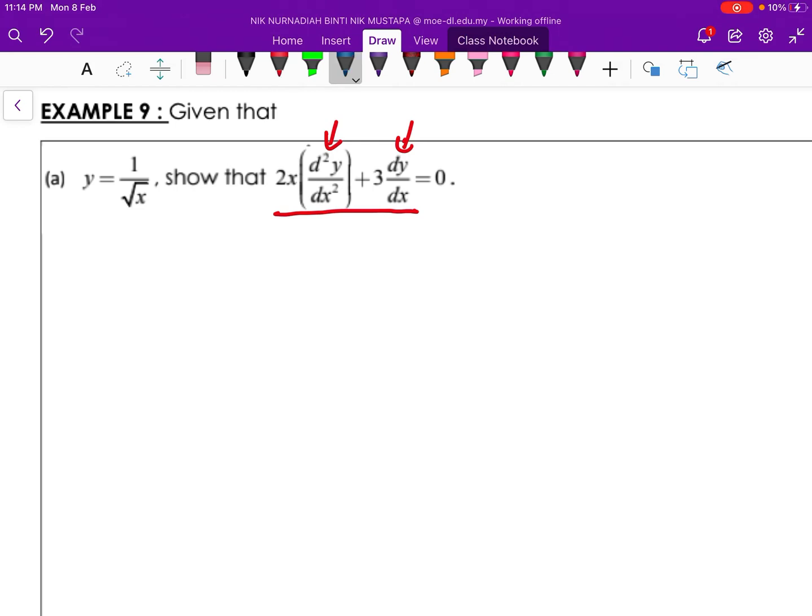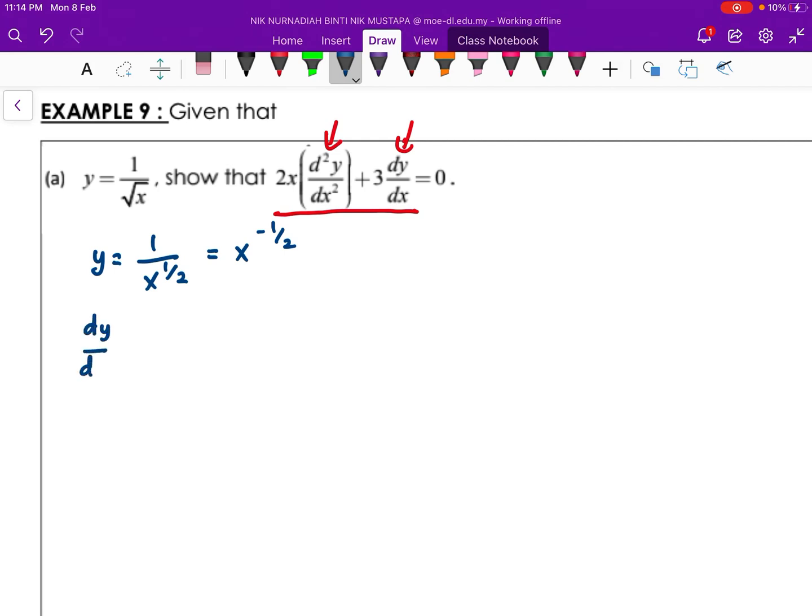Okay, so mula-mula sekali kita tengok soalan ni. Jadi, mula-mula pastikan dulu kita jadikan kita punya y ni dalam bentuk kuasa ya, bukan set-set ni. So, naikkan dia ke atas, dia akan jadi x kuasa negatif 1/2. Okay, so itu y. Kita belum differentiate lagi tu. Berhati-hati ya, kita belum differentiate lagi tu. Kita just naikkan dia ke atas je, jadikan dia dalam bentuk kuasa. And then, barulah kita differentiate.